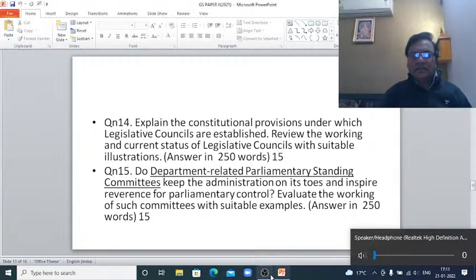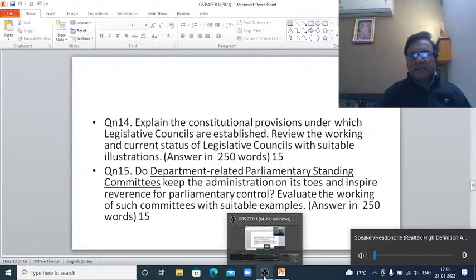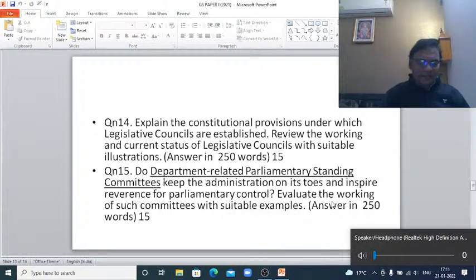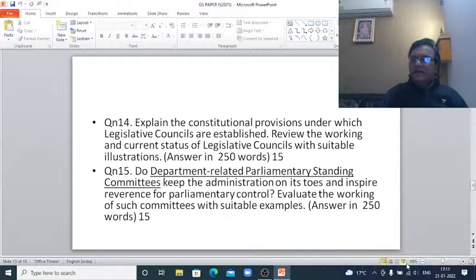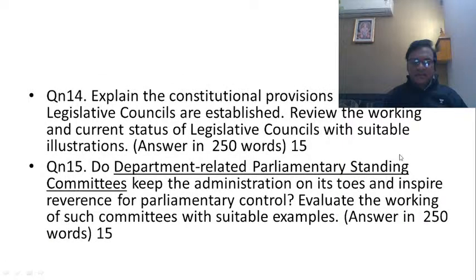So what we are saying here is that in these department related committees you have 21 members from Lok Sabha and 10 members from Rajya Sabha, and they are selected by the respective political parties depending on their strength in both Lok Sabha and Rajya Sabha. And then as I said, this is what they are supposed to do.